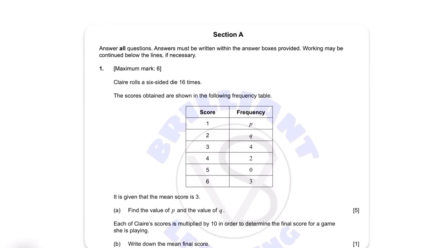Back to Math for My Desk, and in today's video we will be solving problem 1 of the 2024 Math AAHL Time Zone 1 Paper 1 Section A.